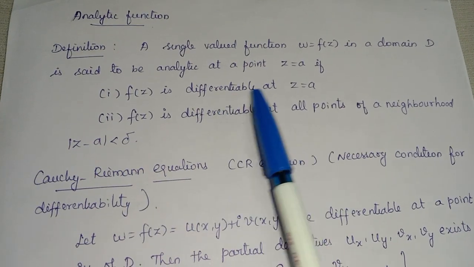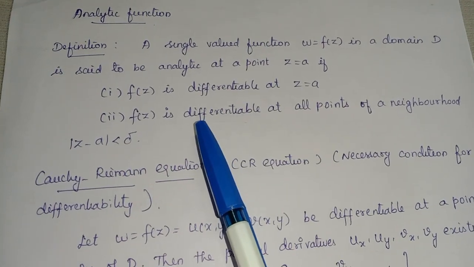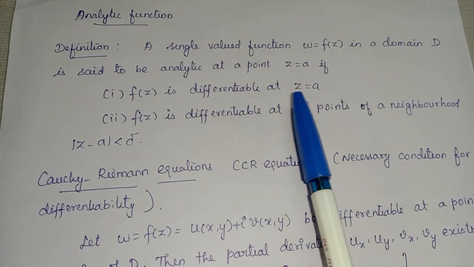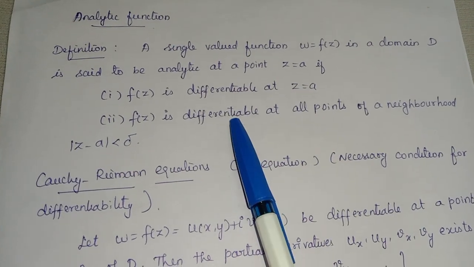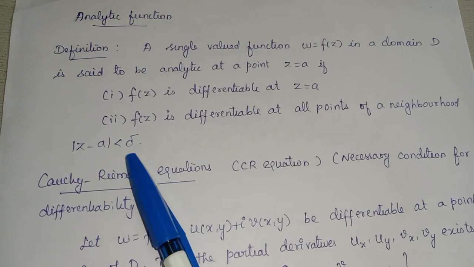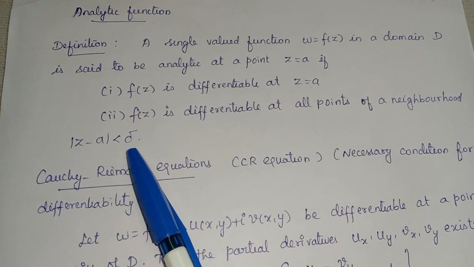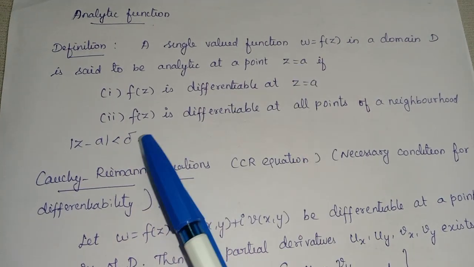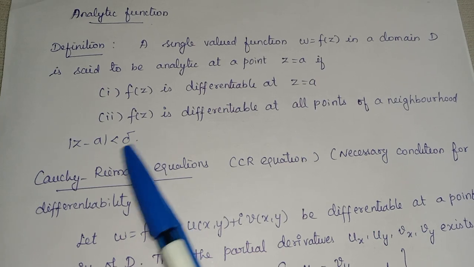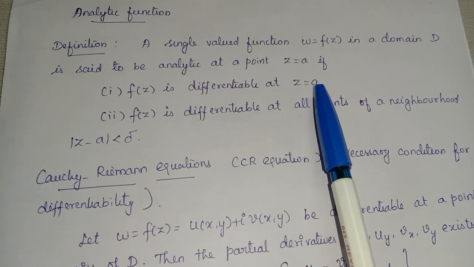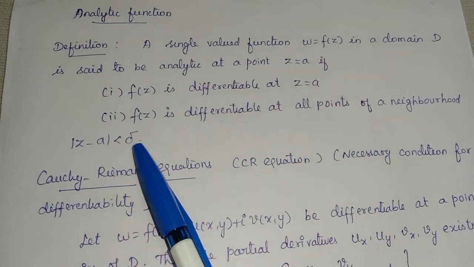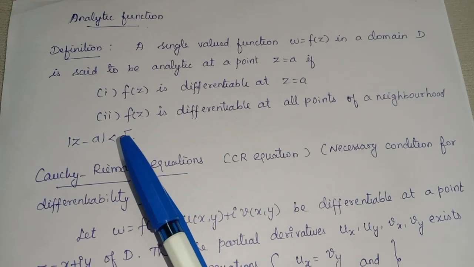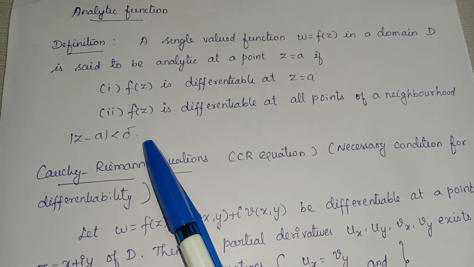Differentiable means differentiable only at that point. But for a function to be analytic at a, we need differentiability at that point as well as differentiability at all points in some neighborhood. This neighborhood may be taken as small as possible. But the condition is your function must be differentiable at all points in this neighborhood, not only at the given point but also at all points in the neighborhood. Okay, right, so this is the definition of an analytic function.